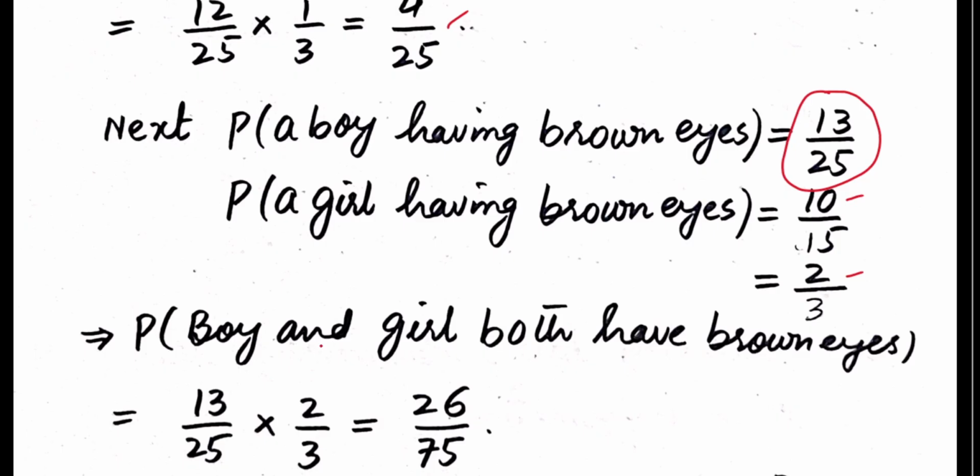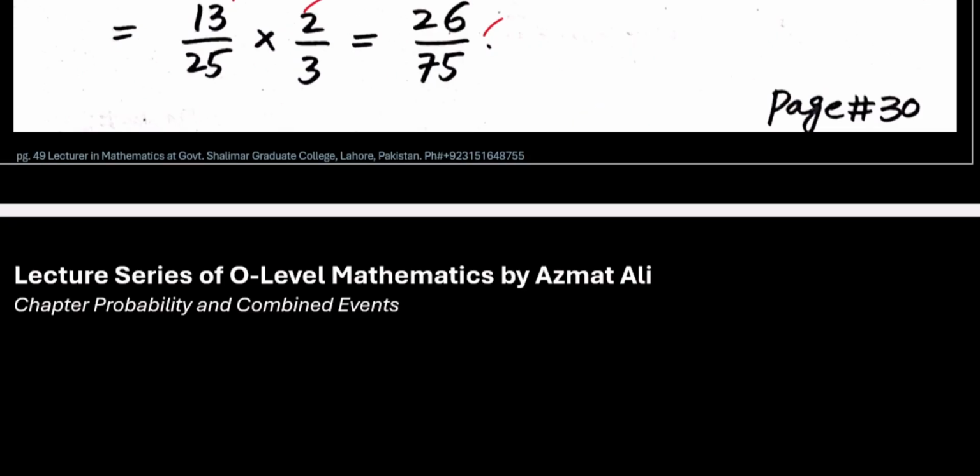So the probability of a boy and a girl both having brown eyes, these are independent events, because if a girl has brown eyes, it will not affect the probability of a boy having brown eyes. So these are independent events. So this is 13 by 25 into 2 by 3, that is 26 by 75.